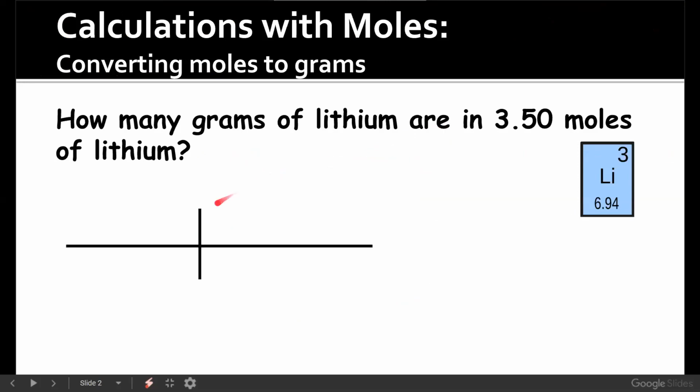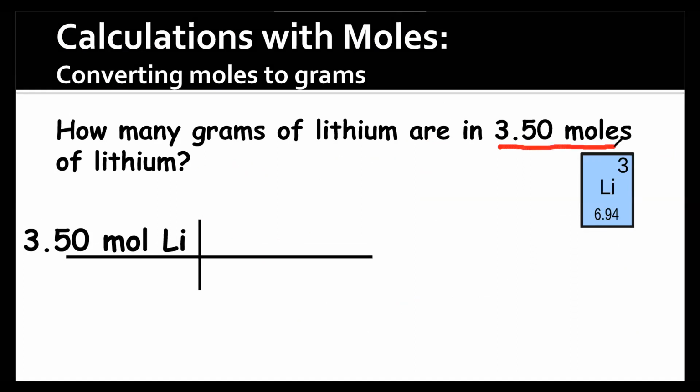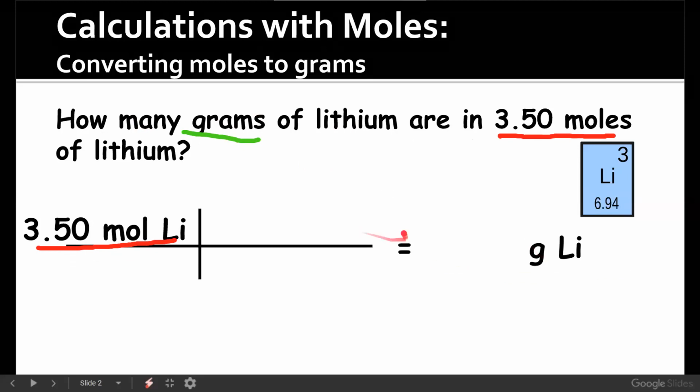First we're going to have our dimensional analysis table. We're then going to start with our given. Our given is right here with moles. And then we're going to look at what we're trying to find, which is how many grams of lithium there are. So we're going from what we're given, which is moles, to the number of grams. We're going to write our units on the right side here. So this is grams of lithium.